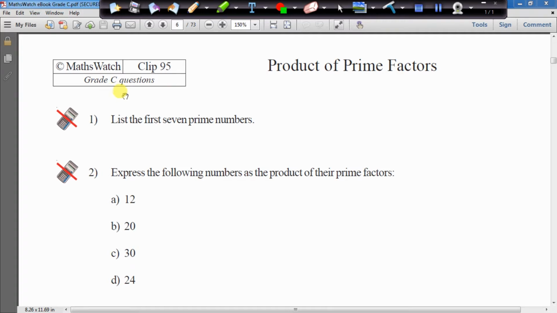Look, follow us now. Clip 95, product of prime factors. Before we do prime factors, we need to know what a prime number is. So let's write down the first couple of prime numbers. Now, let's have somebody define a prime number to me. Put your hand up if you know what a prime number is.